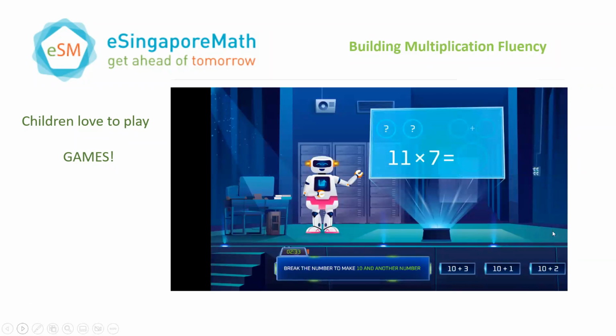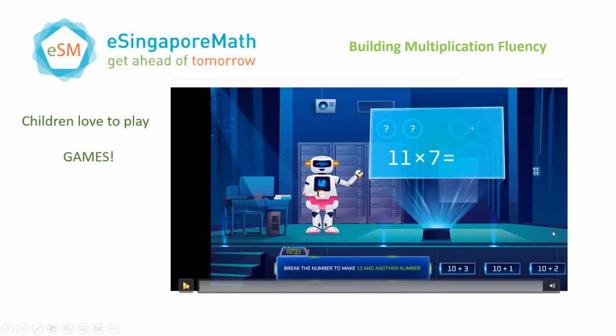And here's another fun game. Again, here we clearly say break the number to make 10. So we're breaking up the first product, the 2-digit product, and then looking at adding those two partial products together.